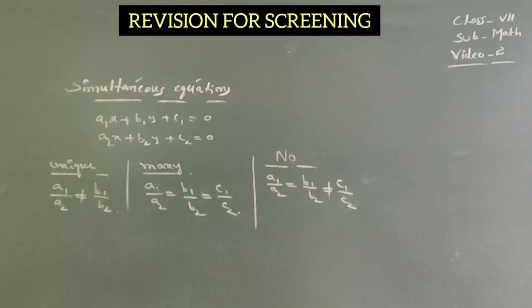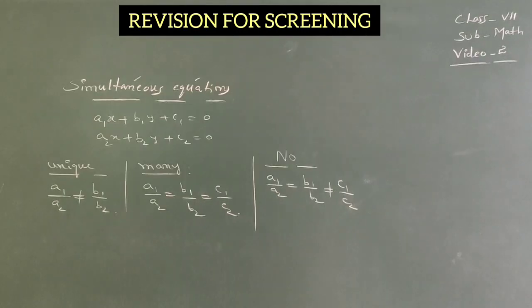By these three conditions, we can say the given system is consistent or inconsistent. Whether it is consistent, it has a unique solution or infinitely many solutions. If the given system is inconsistent, it has no solution. By this way, you can justify the given system is consistent or inconsistent.